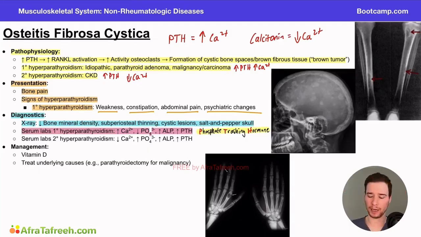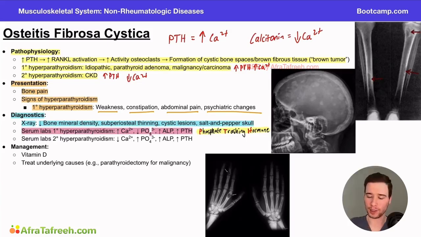We're also going to see an elevated ALP, and the reason is because although PTH primarily is stimulating the osteoclast and having an increased activity to create bone cysts, it's actually also technically increasing osteoblasts as well. Anytime we have osteoblast activity working in the body, we're going to see the elevated levels of ALP.